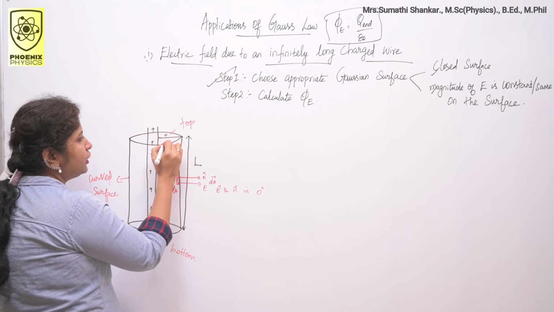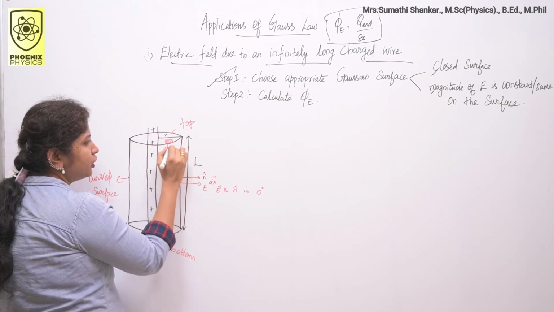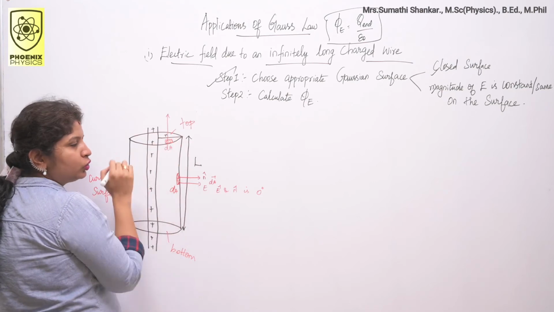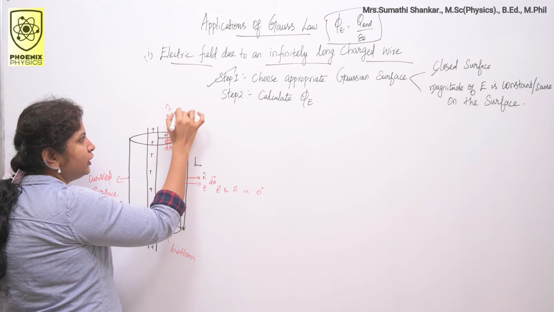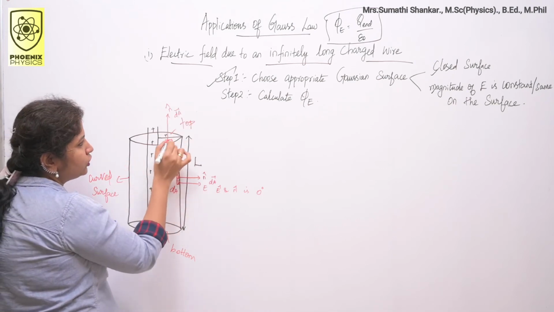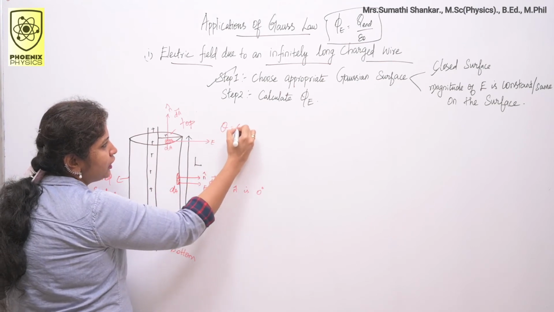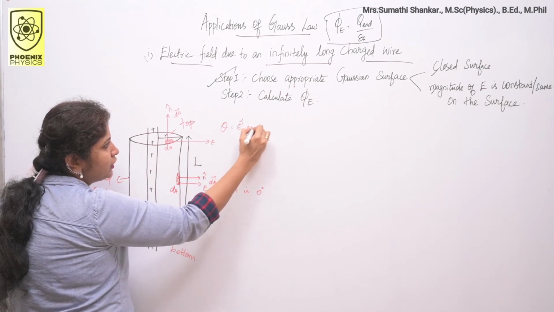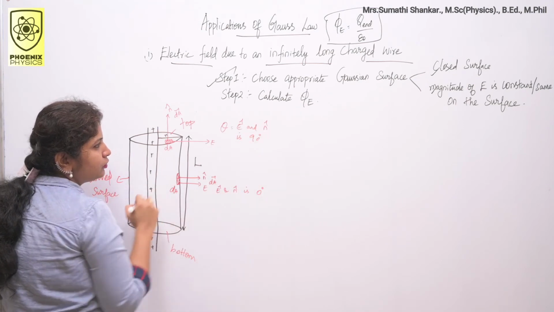Same way here, I am going to choose one dA and draw one line perpendicular to this area. This is my n cap. Now you can call it dA vector, that is the area vector. You know that E direction is like this. So the angle between E vector and n cap is 90 degrees.